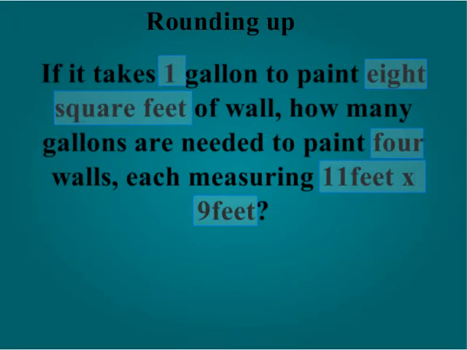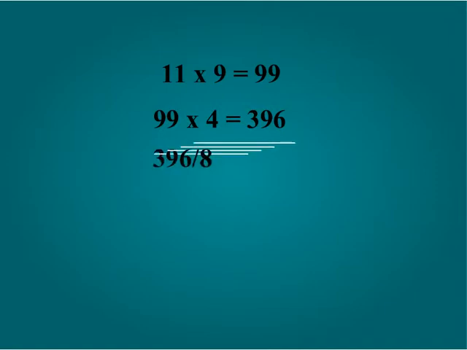Okay, your first step, get the numbers out of the words. Each wall is 11 by 9, so each wall is 99 square feet. We've got 4 walls, so 99 times 4 is 396. We want to know how many 8s are in there. So 396 divided by 8 gives us 49.5. Okay, remember, if you've got half a gallon, you've got to have a whole gallon to have that half. So you've got to, in this case, round up. You've got to have 50 gallons.